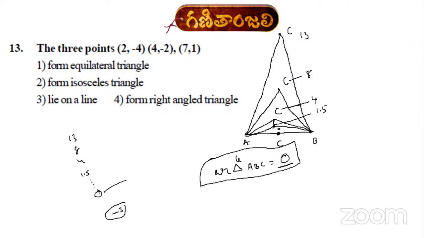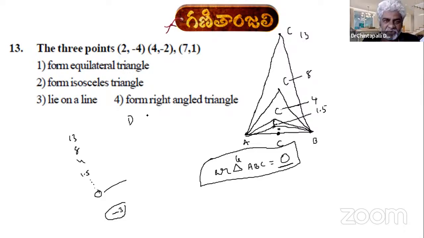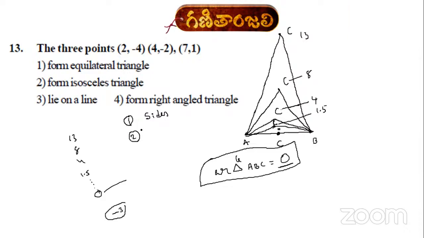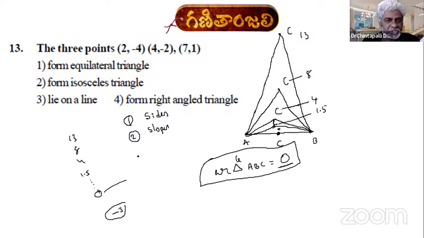If it is not a triangle, the points form a line. That means the points are collinear. So we have found another method. The first method is sides: by finding the length of the sides, we can check whether given points form a triangle or not. The second method is slopes. The third method is area.